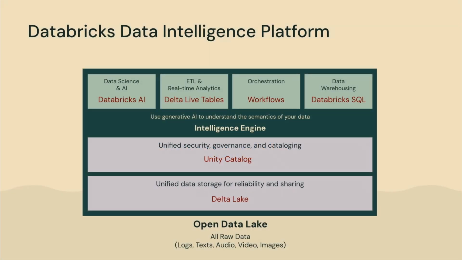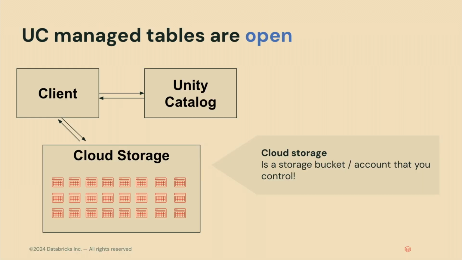And so all assets in the data intelligence platform are built on an open foundation, right? An open data lake at the bottom there, on top of which rests your data in the open Delta Lake format. And Unity Catalog tables are no exception. So all UC table types are open and interoperable. And just like external tables, UC managed tables continue to live in cloud storage that you own and control.